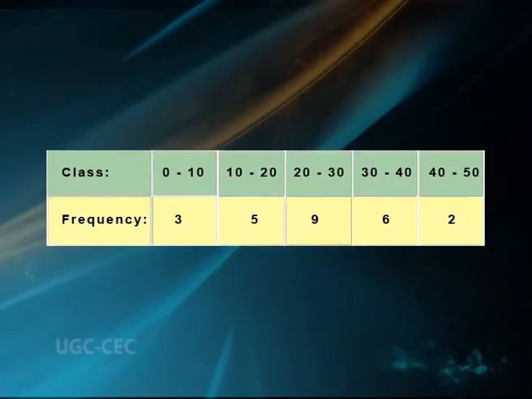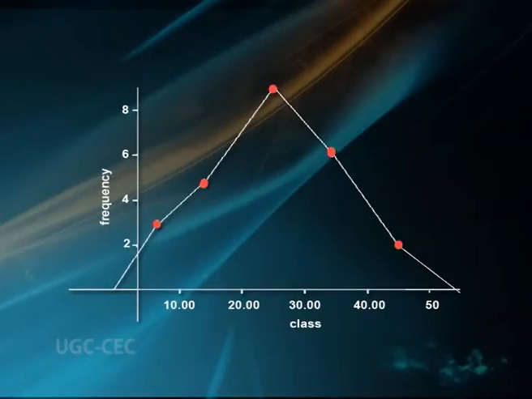Frequency polygon for the following data: classes 0 to 10, 10 to 20, 20 to 30, 30 to 40 and 40 to 50 with corresponding frequencies 3, 5, 9, 6 and 2 is drawn here. All the given class intervals are of equal width. Plot the points by taking the mid value of the classes as x coordinate and the corresponding frequency as y coordinate. Join the points by straight lines, extending both the ends to the x axis at the center of the assumed class intervals. The frequency polygon for the given data is obtained.